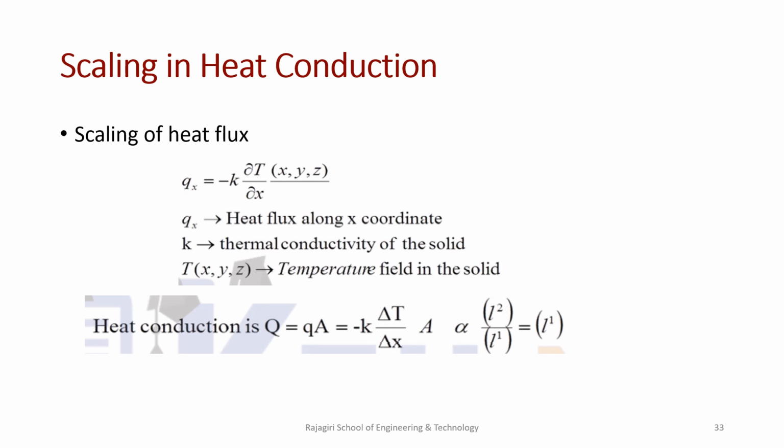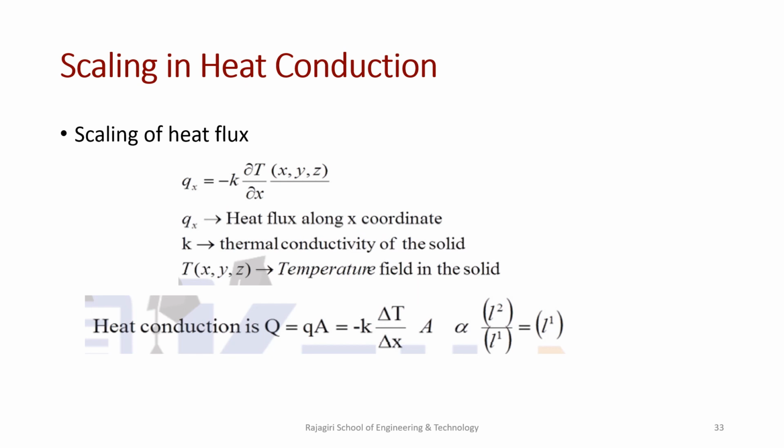For one-dimensional heat conduction along the x coordinate, we have the heat flux Qx is equal to minus K into dou T by dou x. So generic form of heat conduction in a solid is given as capital Q is equal to the heat flux small q into the area A. Substituting the value of heat flux as equal to minus K into delta T by delta X, we get heat conduction Q is equal to minus K into delta T by delta X into capital A.